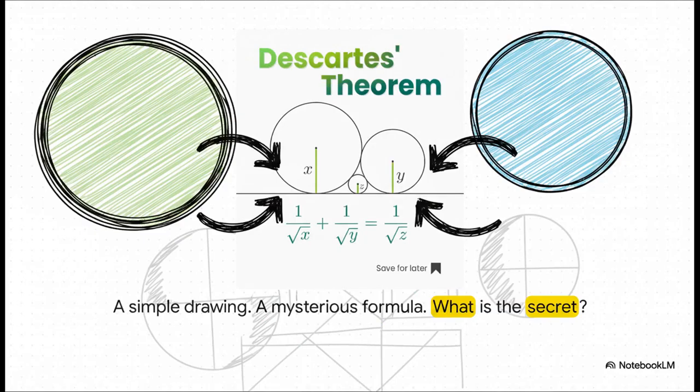So check this out. What we're seeing here are three circles, right? Two big ones, one little one, and they're all just sitting on a straight line. Seems straightforward enough. But then there's this formula. What's the connection here? How on earth could this equation describe what we're looking at?